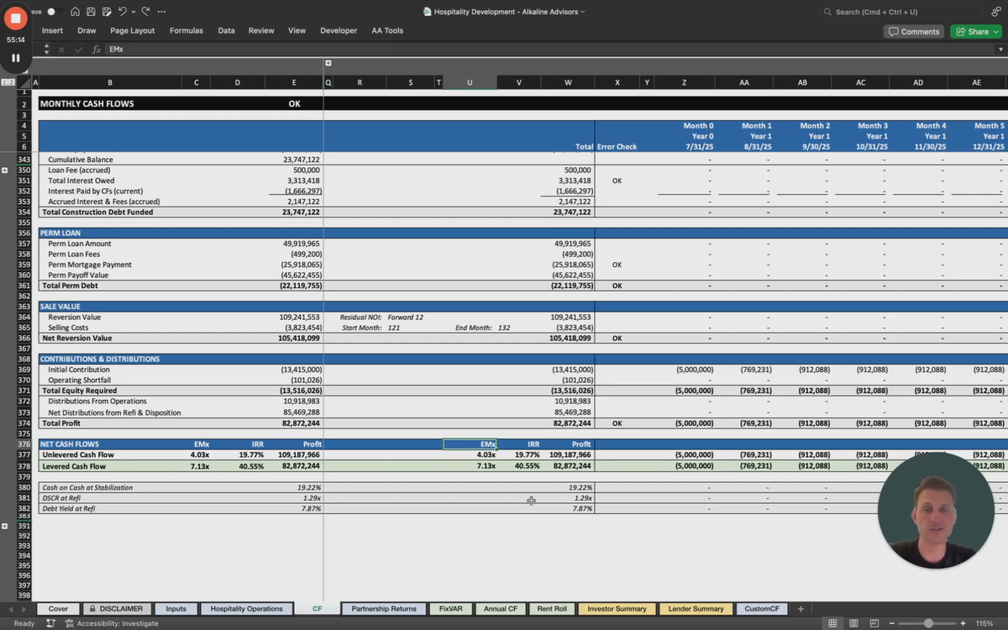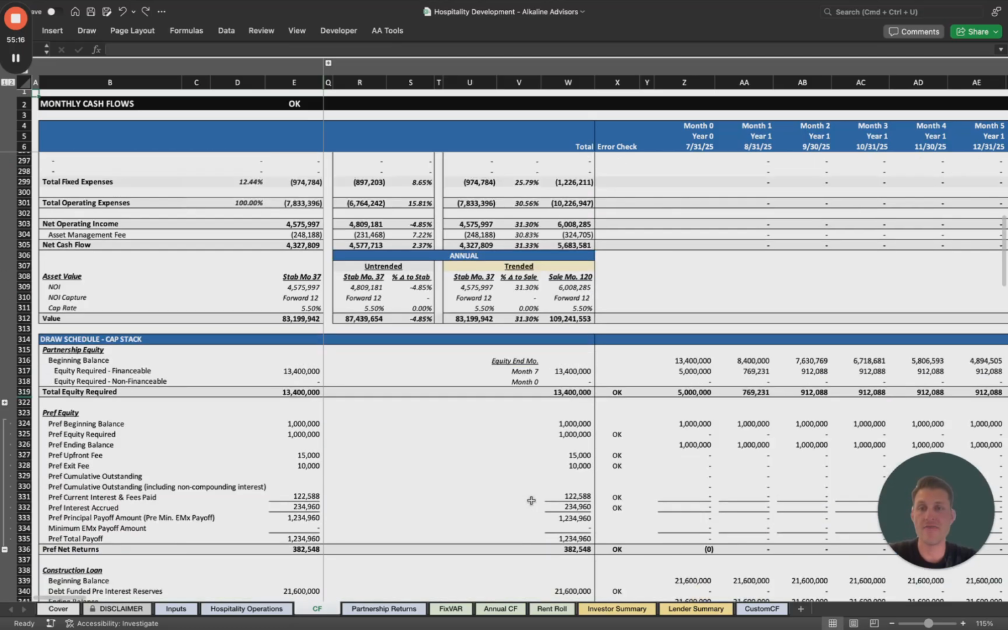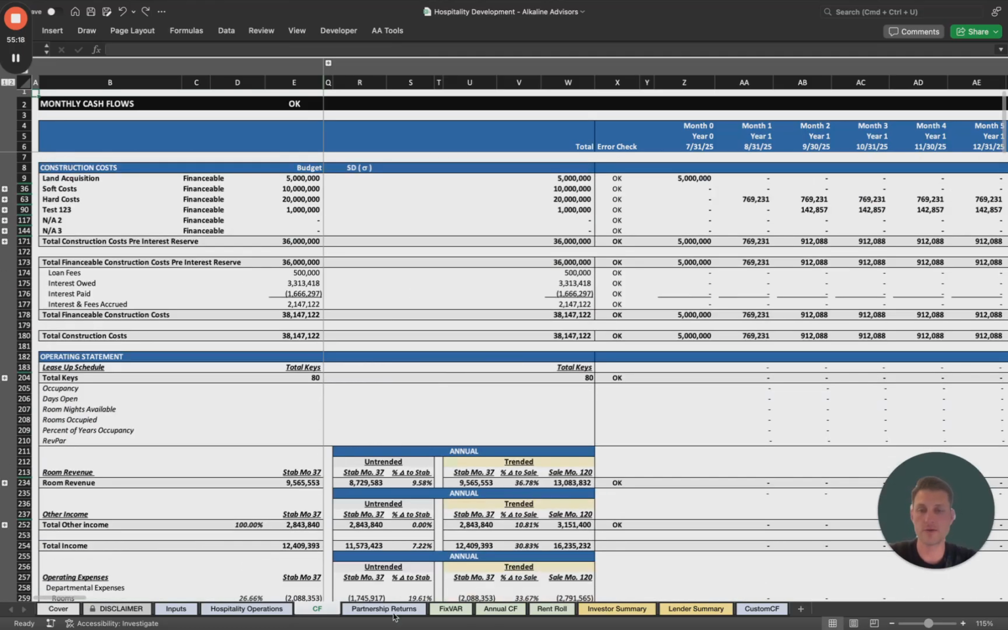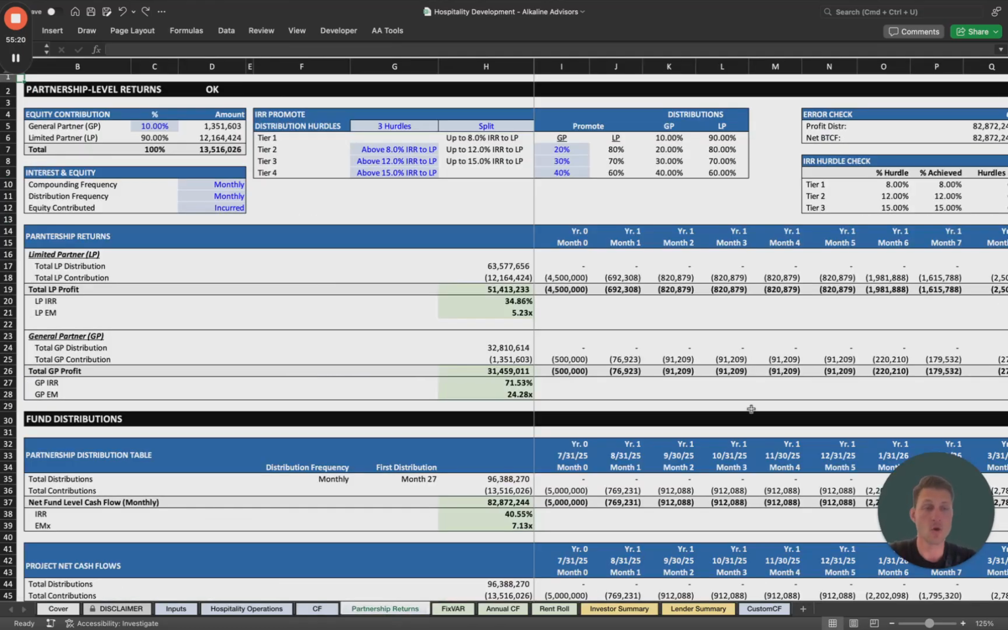So that's the cash flow tab. And then the next tab we'll go into is the partnership returns tab. So once we have that net levered cash flow line item, essentially we are saying with that line item, what does that mean for the equity split? So in terms of contributions, what does the GP and LP need to bring to the table? And distributions, what does the GP and LP receive when there are distributions?